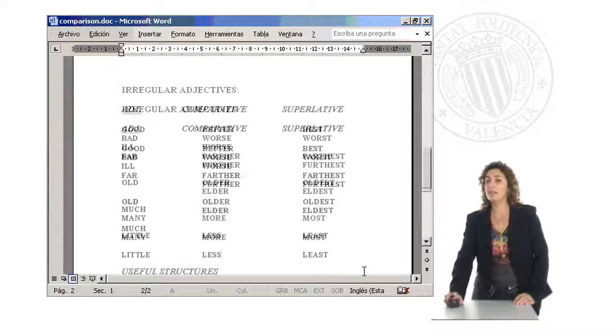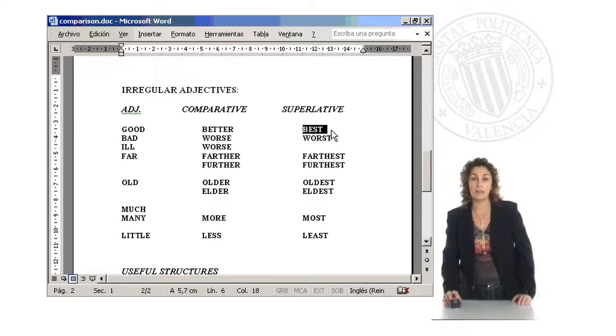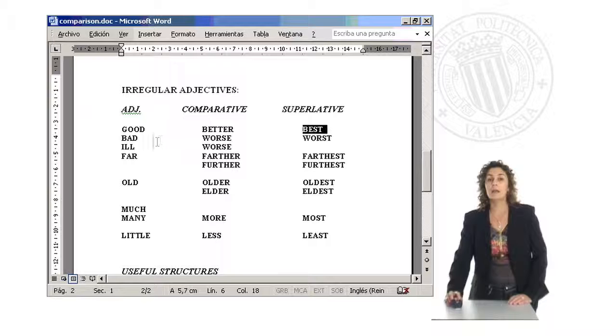And also we have here irregular adjectives. Irregular adjectives, as you know, are the adjectives that form this comparative structure in a different way than a normal adjective. They change. For example, the adjective "good": when I refer to the comparative, that means superiority, we say "better", and when we form the superlative, we say "best". The best student, the best exercise. "Bad", "worse", and superlative "worst".